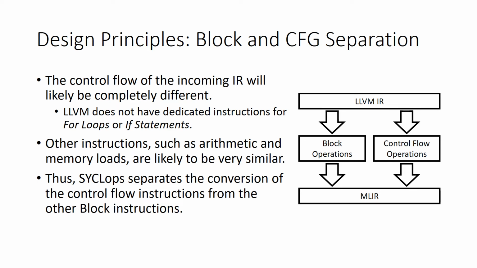Assuming the target IR is of a higher level of abstraction as compared to LLVM IR, the control flow of the incoming IR will likely be completely different. For example, LLVM IR does not have dedicated instructions for for loops or if statements, whereas MLIR does. Other instructions, such as arithmetic and memory instructions, however, are likely to be very, very similar. Thus, the control flow instructions found in the LLVM IR would need to be handled completely differently as compared to what we call block instructions, which are the arithmetic, memory loads, etc. So SYCLops will split the conversion of these two instructions into two stages: block generation and control flow graph reconstruction, which I will go over later in the presentation.